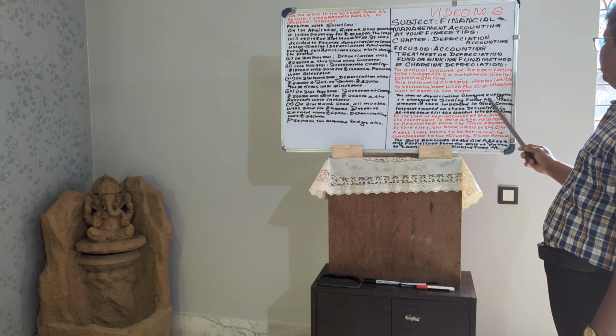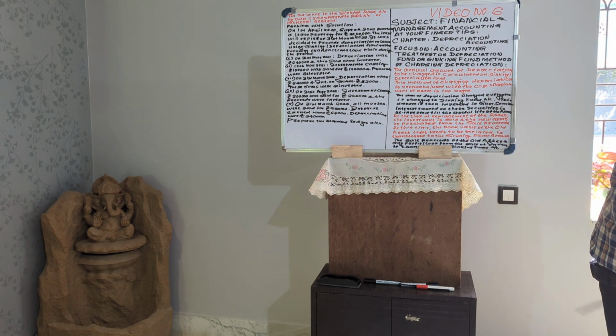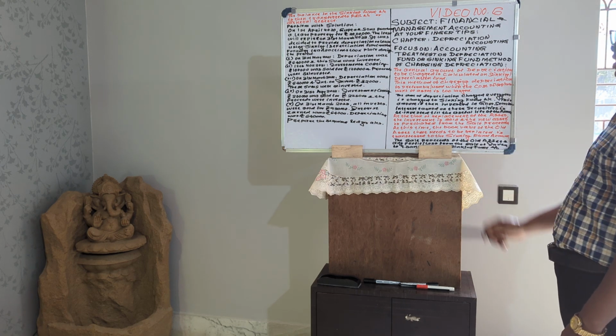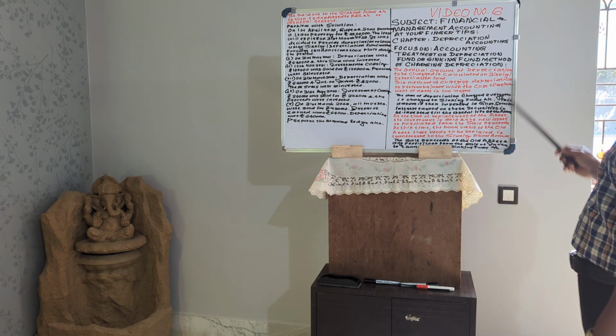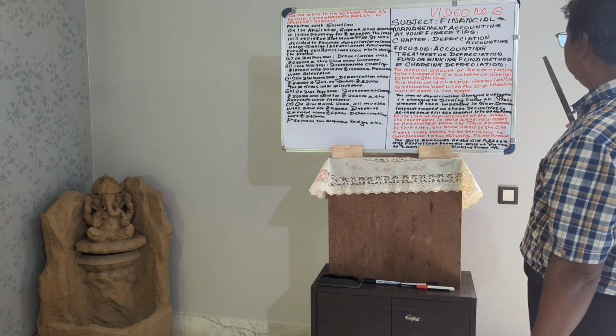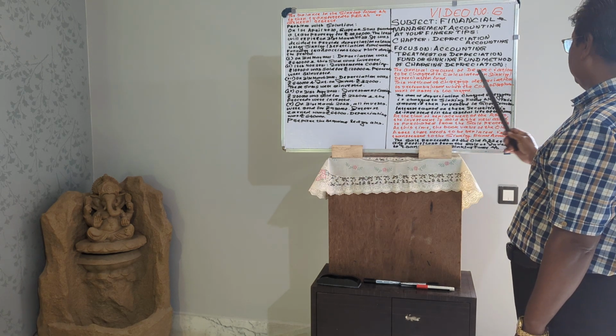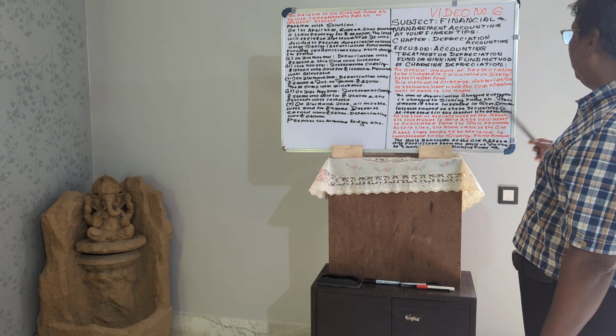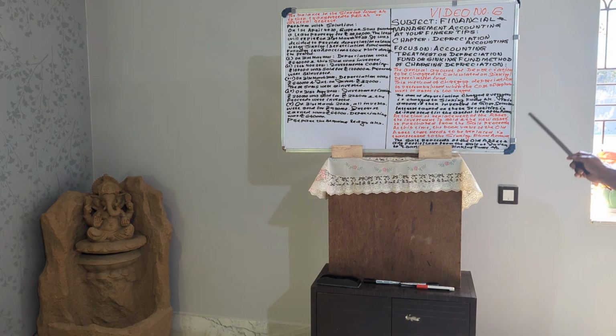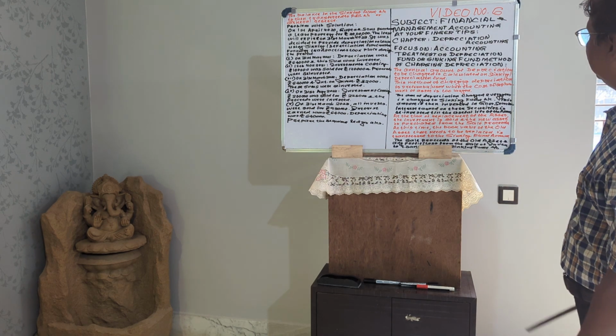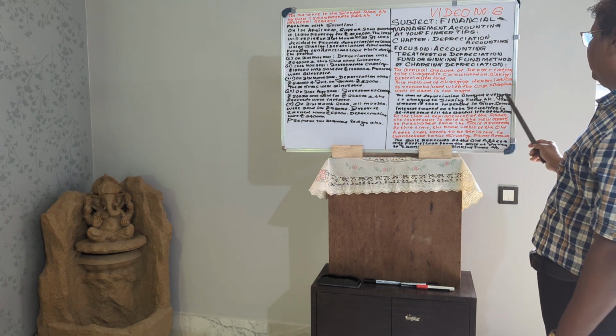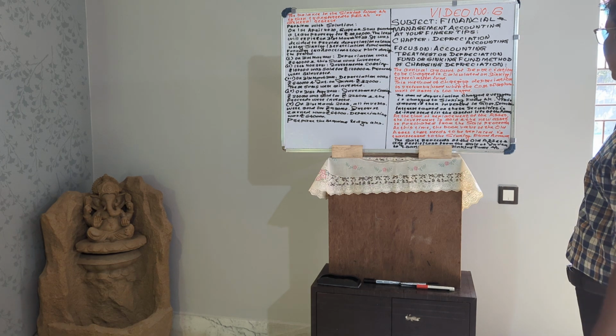The amount of depreciation charged every year is charged to the sinking fund account. That means the journal entry is: depreciation on fixed assets debited to sinking fund account. This amount is then invested in government security. That means sinking fund investment account debited to bank. This is the journal entry.